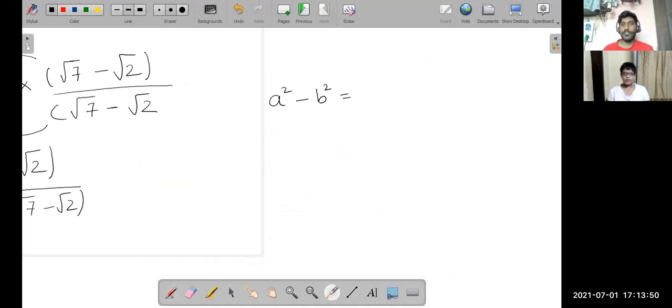What is the formula of a square minus b square? A square plus b square minus 2ab. The formula you told me was the formula of a minus b, the whole square. This formula you told me now, a square minus 2ab plus b square.